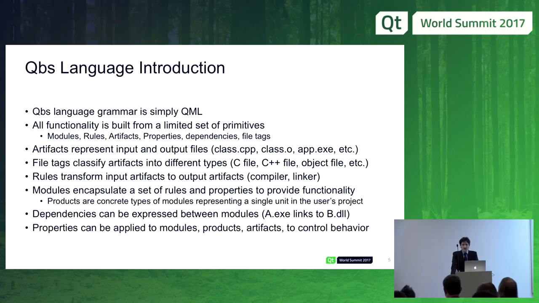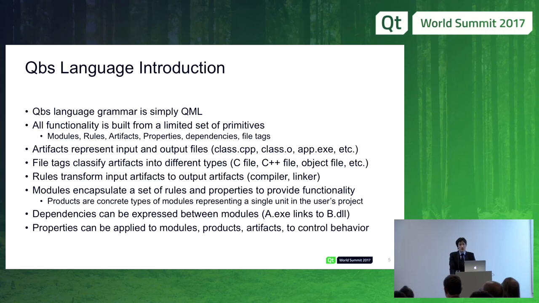The most fundamental units of interaction in cubes are modules, rules, and artifacts. And there's a few more, which I'll talk about later. So a cube's project can contain one or more modules, which in turn may contain one or more rules, each of which may produce any number of artifacts. You'll note that the concept of rules and artifacts is pretty common among all build tools, and obviously qmake has them as well.